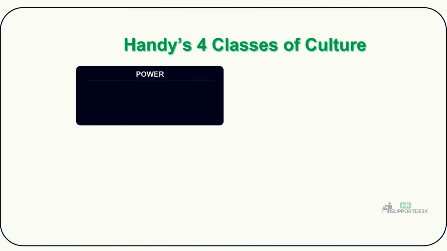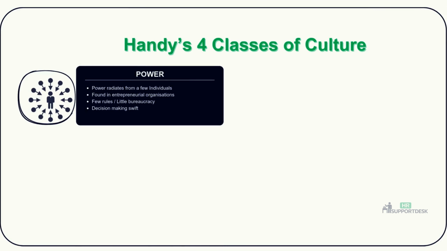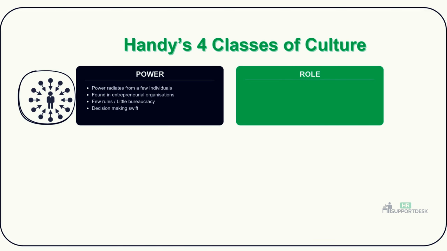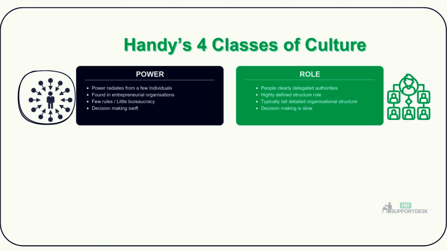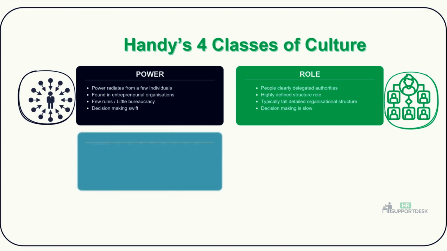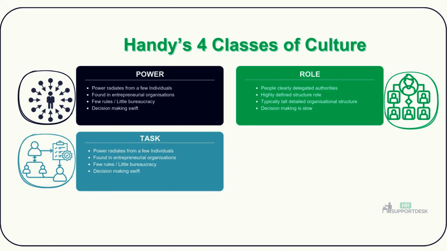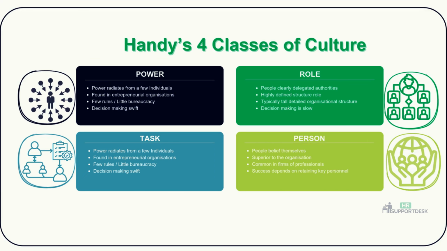Power culture, where control is concentrated at the top, with a focus on control and influence. 2. Role culture, where the focus is on rules, procedures, and clearly defined roles and responsibilities. 3. Task culture, where emphasis is placed on teamwork and completing tasks. 4. Person culture, where the individual is the central focus with little structure or hierarchy.